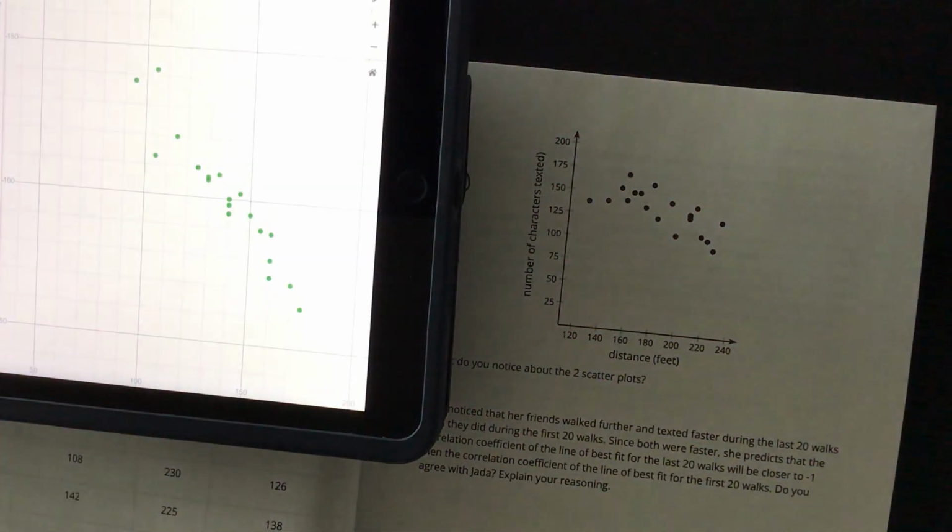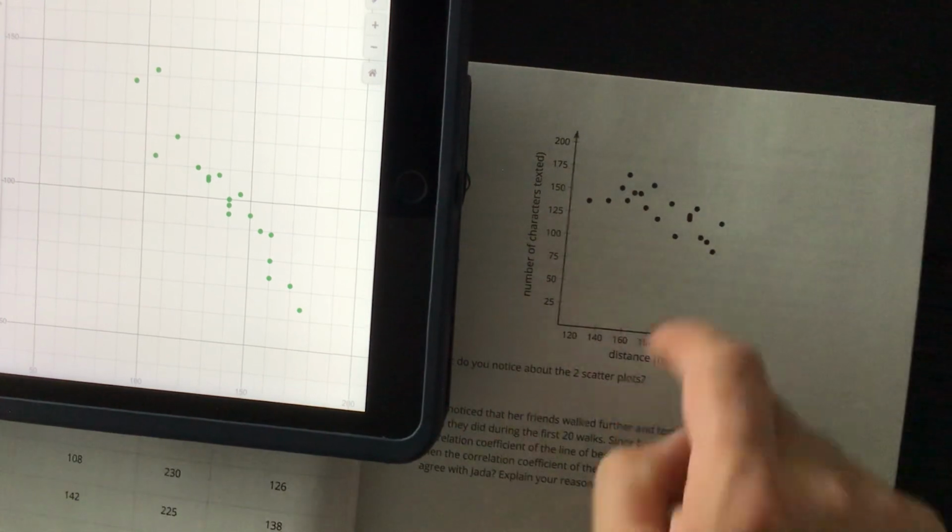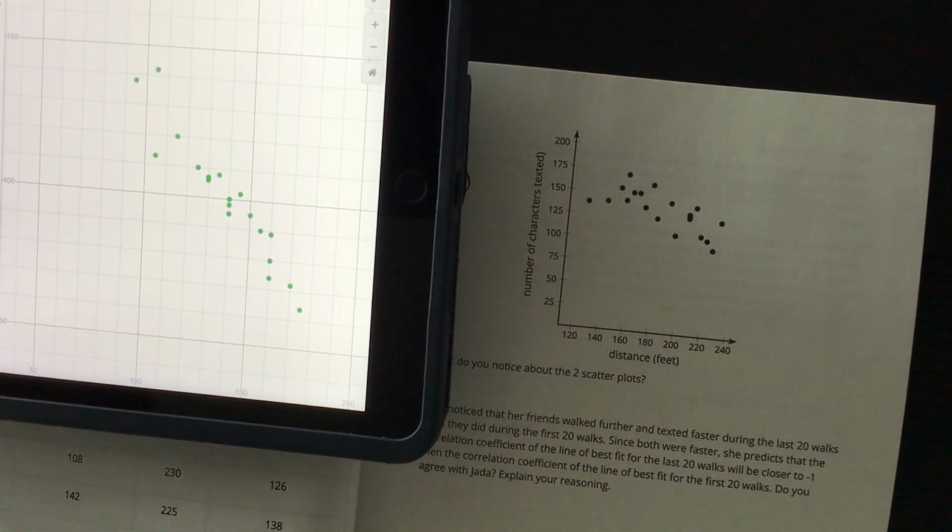Can we say anything about texting? They also texted more, got more characters in. I'd mention that as well. So they traveled a further distance and got more characters in.